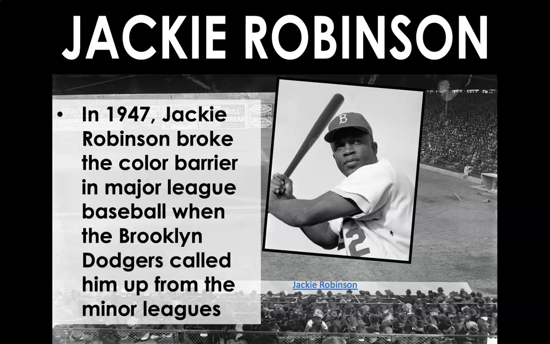Another thing that was happening during this time, in 1947, we have Jackie Robinson. He breaks the color barrier in Major League Baseball when the Brooklyn Dodgers called him up from the minor leagues.